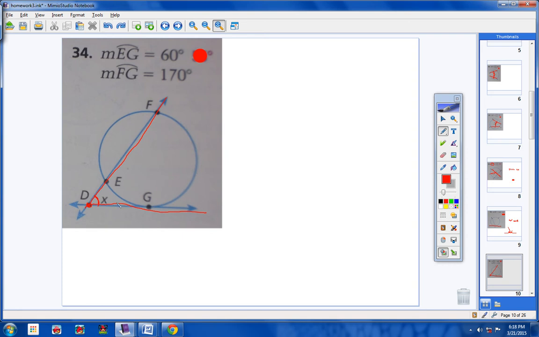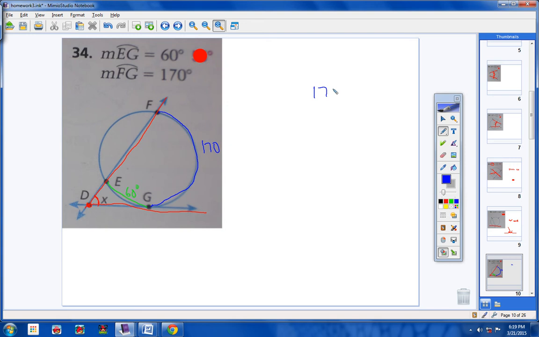They tell us the measure of arc EG right here is 60 degrees, and the measure of FG, from here to here, is 170. So subtract those two and divide by 2.